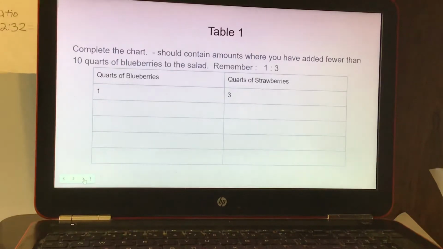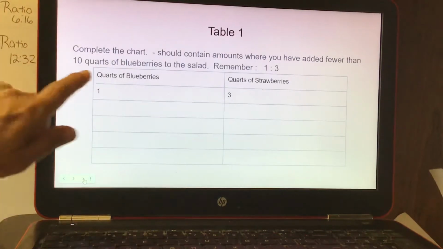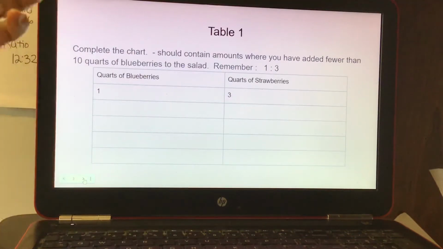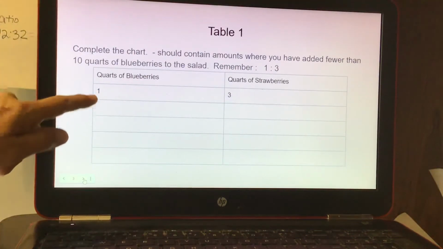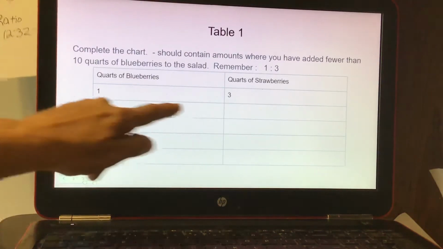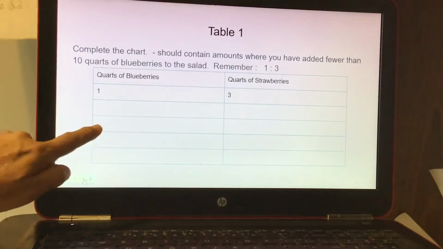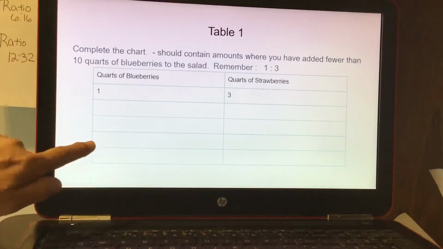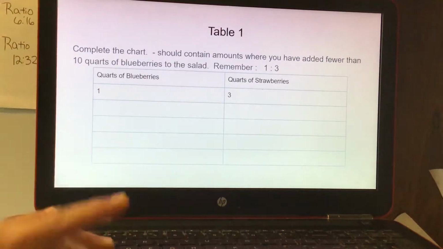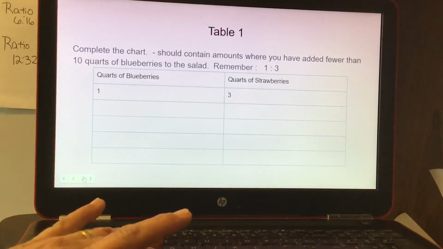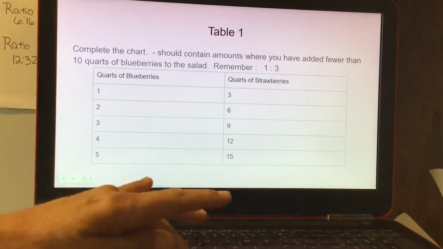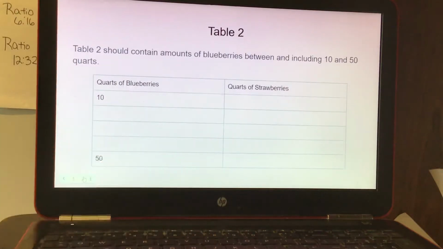Okay, so it says complete the chart, and this is the one that has fewer than 10 quarts of blueberries. So I would just do 1 quart of blueberries, 2, 3, 4, and 5. So if this is 2, this would be 6. If this is 3, this would be 9. If this is 4, this would be 12. If this is 5, this would be 15. Okay, so I did that already too, but you can fill in your chart. If you have your workbook, fill in your workbook.